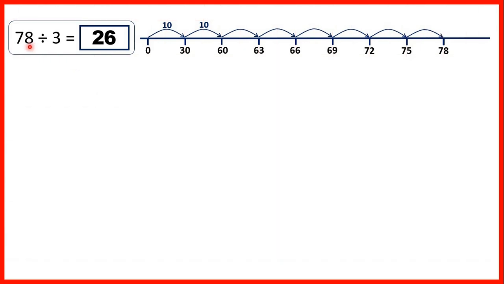So let's take a closer look at these questions. First, we had 78 divided by 3. First, we made a jump of 10 times 3, so we can show 3 tens.